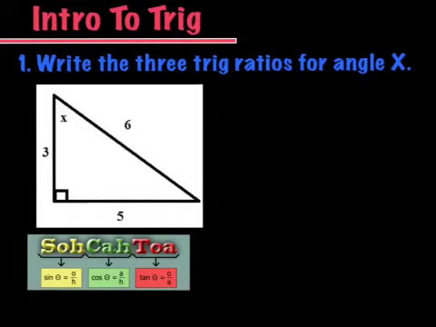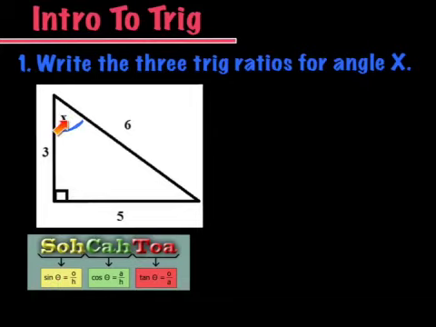Okay, so make sure you put your title, Intro to Trig, and we're asked to write 3 trig ratios for angle X. So here's angle X. I'm going to go ahead and mark that. We're going to be working with that. So we have to come up with sine of X, cosine of X, and tangent of X. Because we know the angle name is X, we're not going to use theta, we're going to use X instead.